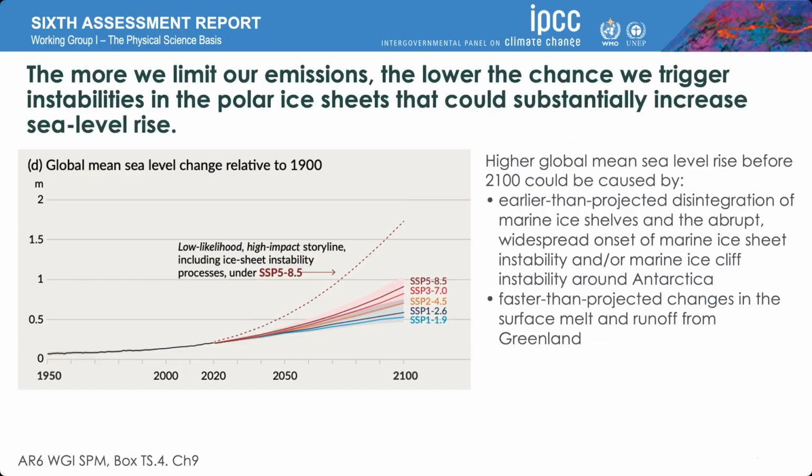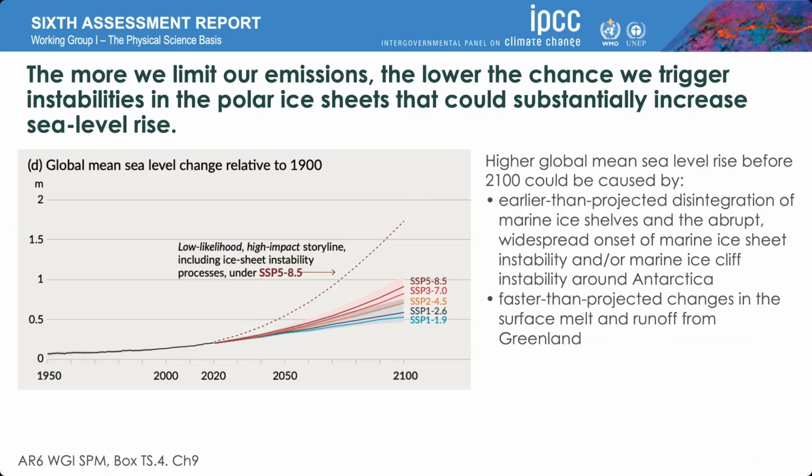Higher global mean sea level above the likely range before 2100 could be caused by earlier than projected disintegration of marine ice shelves, allowing the abrupt, widespread onset of marine ice sheet instability, which is where the ice sheet essentially gets eroded from underneath by the ocean, or marine ice cliff instability, both of these in Antarctica, where marine ice cliff instability is essentially where you lose the floating ice, the ice shelves, and then you end up with cliffs that collapse under their own gravitational weight.